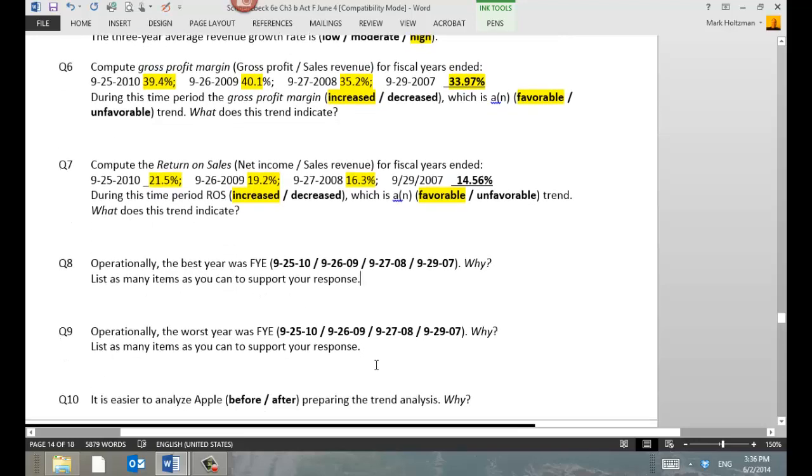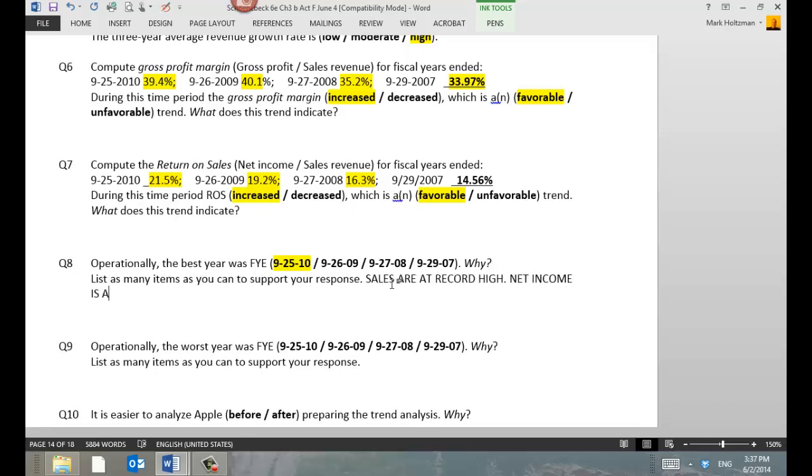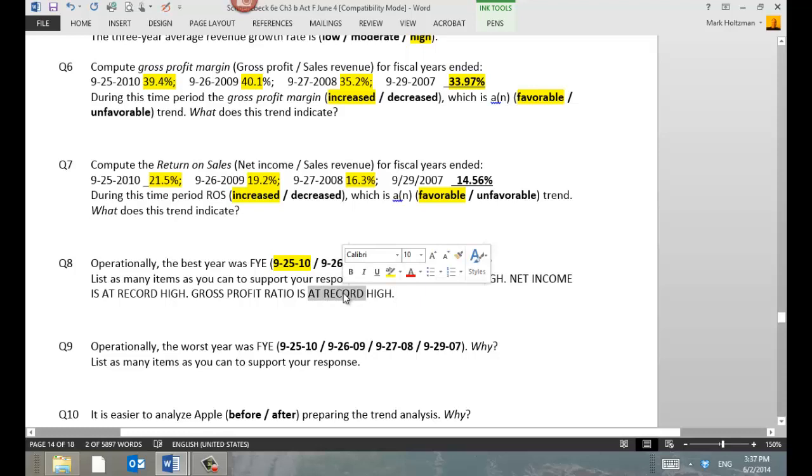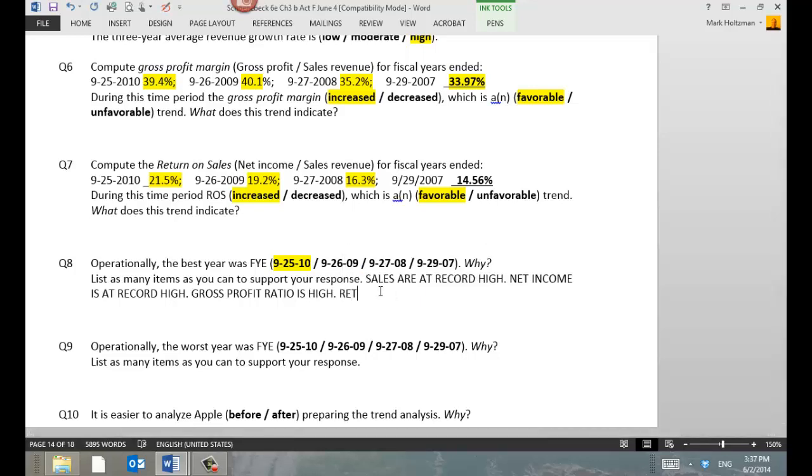Operationally, what was the best year? I'd say the most recent year was the best year because the company just keeps doing better and better. Why? Sales are at record high. Net income is at record high. Gross profit ratio is at record high. Is it? Yeah, 21.5%. No. Gross profit ratio is high. And return on sales is its highest over 4 years.